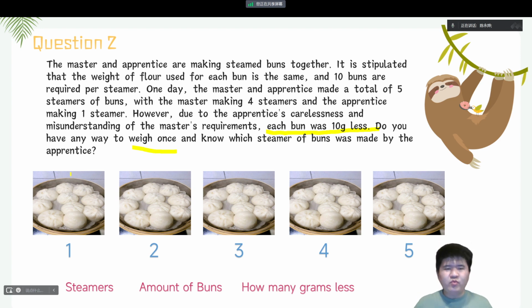So when we find the steamer is not okay, we just look inside. There are buns inside here. We can create something inside of them, and we can find the answer.